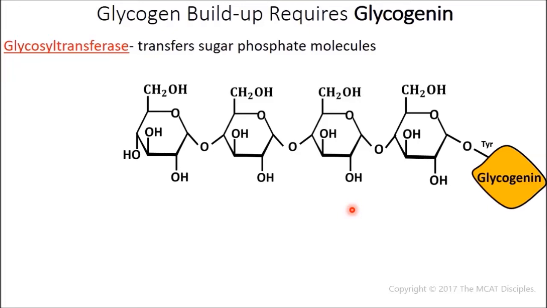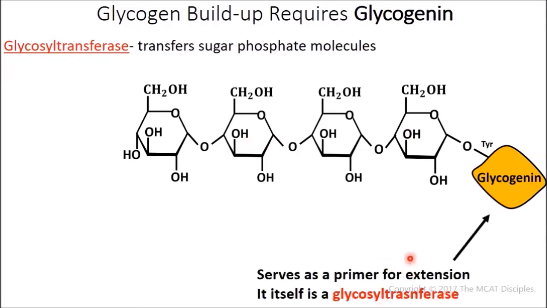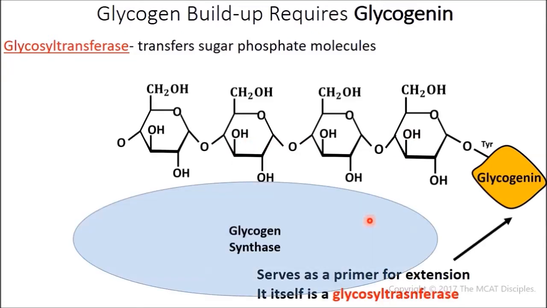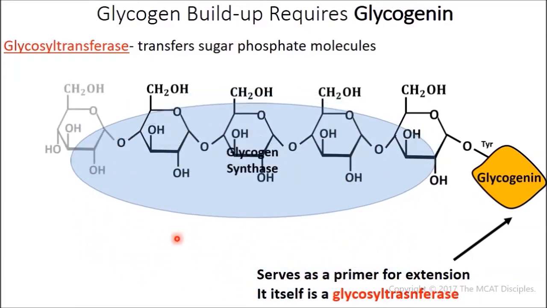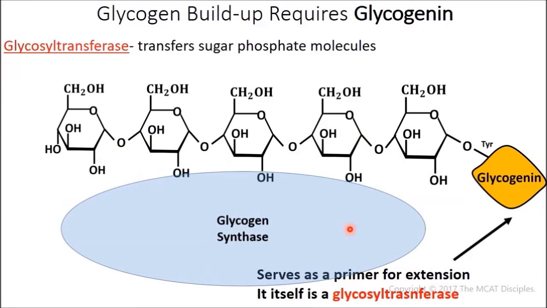It needs that primer. Its active site recognizes at least 4 residues before it can add a residue at the end. It serves as a primer for extension, okay? Glycogen synthase recognizes these four and then adds one on at the end here. So that's the process. Part of the enzyme needs to recognize these to then add a glucose residue here. A residue is just what remained of a glucose molecule, by the way. And notice it's an alpha-1,4 linkage.